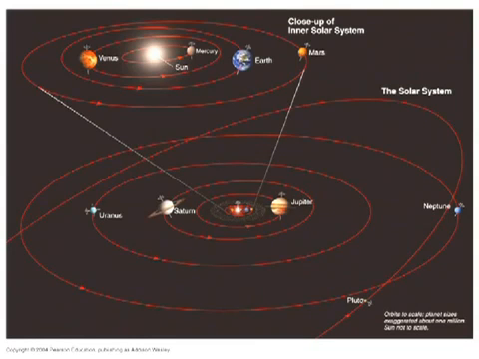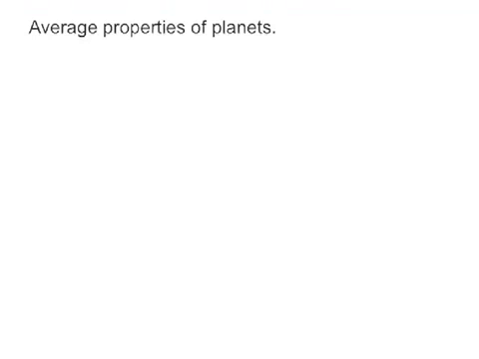Now Pluto's drawn here, but you note that Pluto is not in the same plane as the other planets. The dwarf planets in general are out of the plane. They're way up here, down here. That's one thing that distinguishes them. Okay. Now, average properties of the planets.